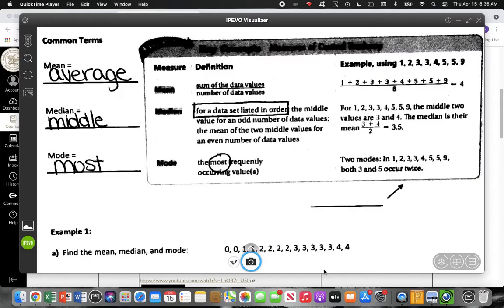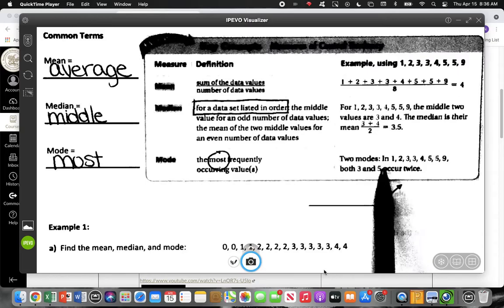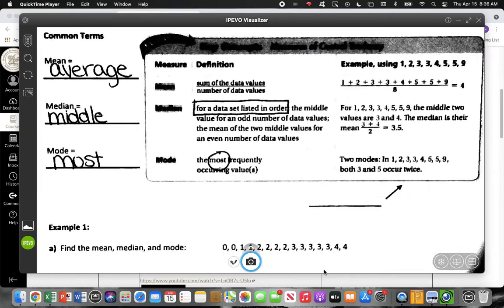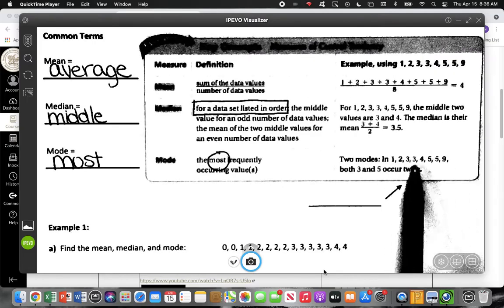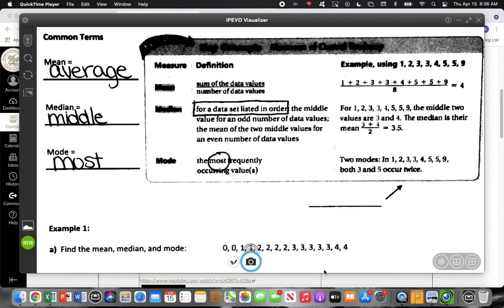And if it's an even number and you have 2 numbers that share the middle, we just find the average of those 2. Find out what's in the middle. And then on the mode, if you look at this list, the numbers that you see the most frequently in this list, 1, 2, 3, 3, 4, 5, 5, 9, you actually see 3 and 5 more than once. You can have more than one mode.